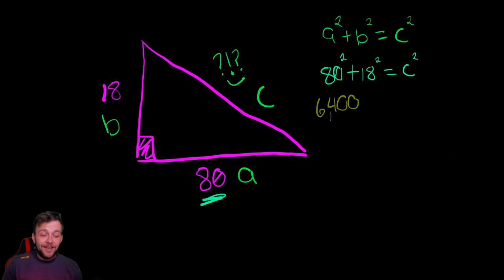Then we move on to our next one, and that is 18 times 18. What is 18 times 18? That is plus 324 equals our C squared.